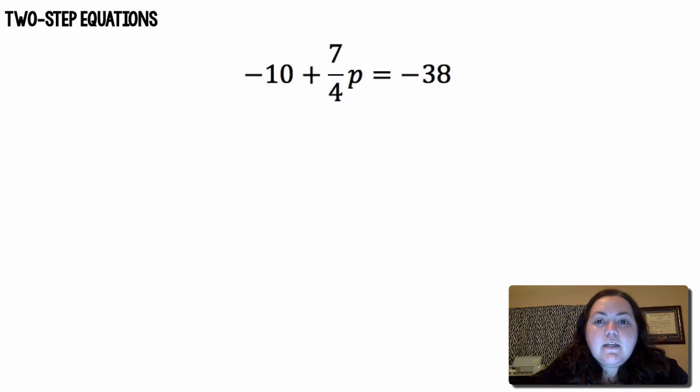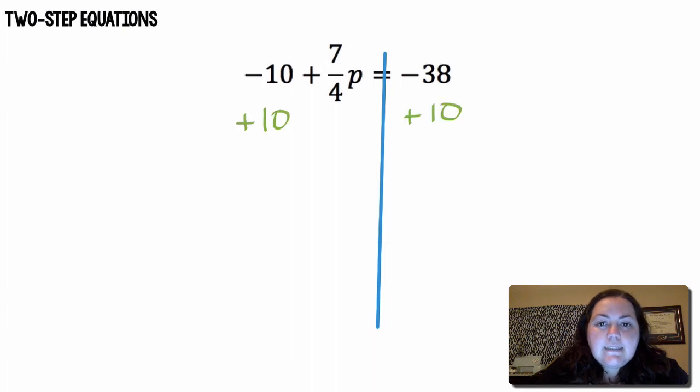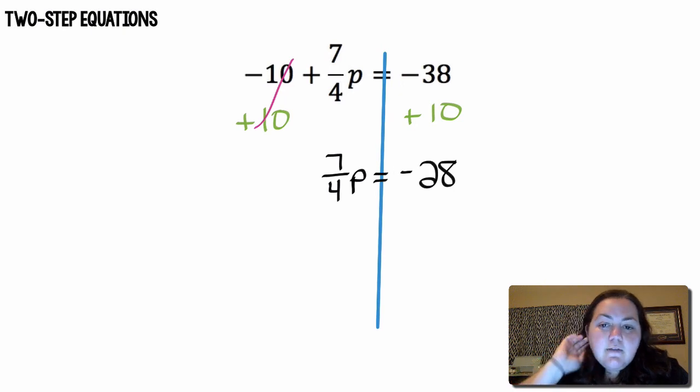The next one, I have negative 10 plus 7/4 p equals negative 38. So I'm trying to get p by itself. The negative 10 is further away, so I'm going to add 10 so that they cancel. That leaves me with 7/4 p equals, I have negative 38 plus 10. That's going to give me negative 28. And then I'm going to multiply by the reciprocal to get rid of that fraction, which means I'm going to flip the fraction over. So 4 over 7.